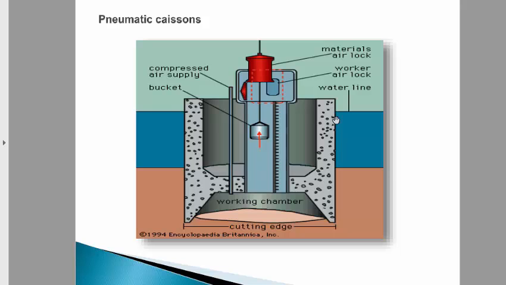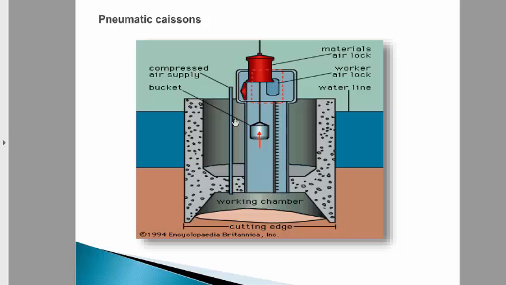Next and important is the pneumatic Caisson. What is a pneumatic Caisson and under what conditions do we provide it? Here the working chamber is such that the top and bottom are properly closed. This is the well, with the cutting edge and the cutting edge curb, and proper reinforcement is provided. In the working chamber there is a bucket and compressed air supply. This is the water line, this is the worker airlock, and the material airlock. In there the air will be locked.